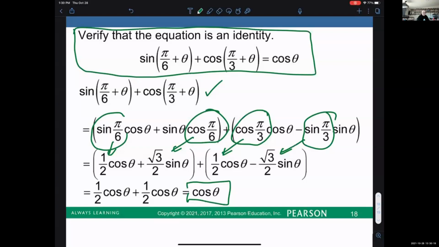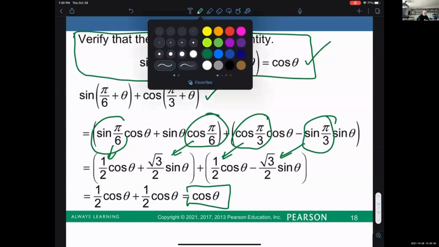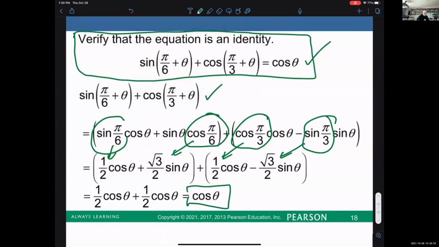So you kind of have to trust in the problem. They're telling you what you're supposed to get in the end. You're going to get cosine theta in the end, and you just have to verify that by following through and doing the work with the sum formulas and manipulating some algebra, evaluating the angles.